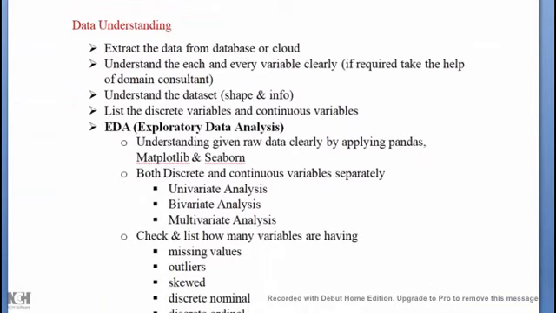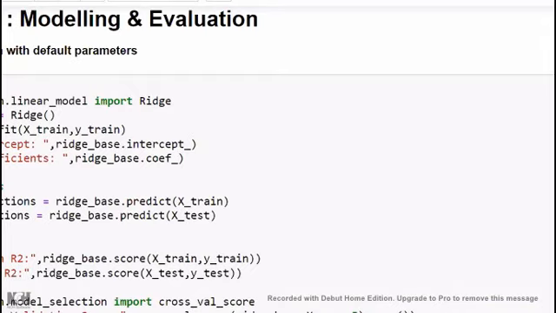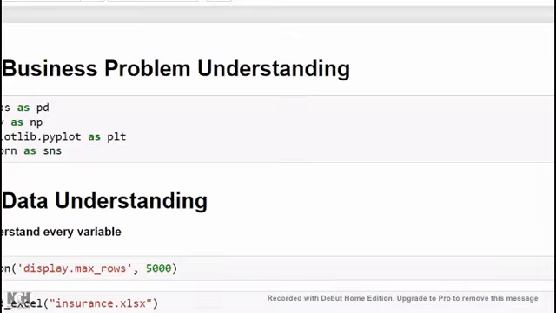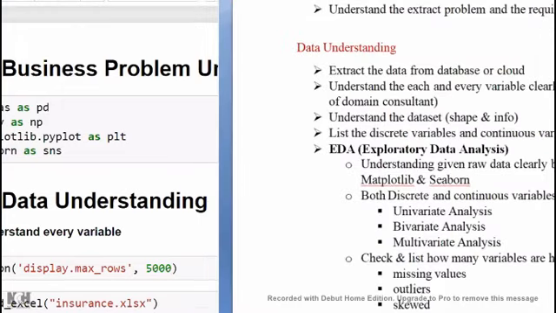Now, in the last class, whatever we have done, I'm just showing. First, we have done the business problem. I'm keeping both of them side by side. First, we have understood the business problem. Here I have told you, we have to predict the expenses with maximum accuracy.